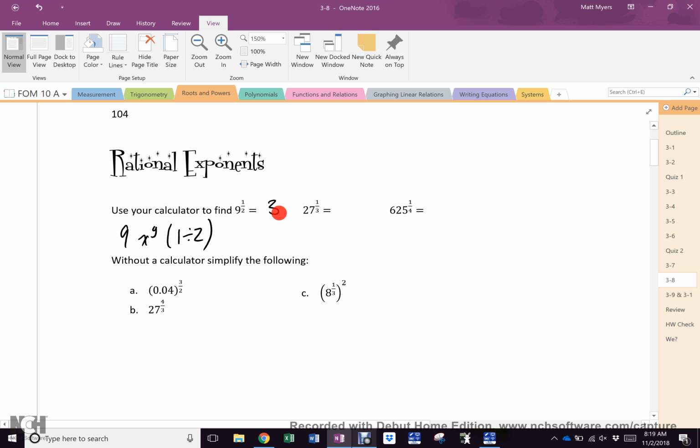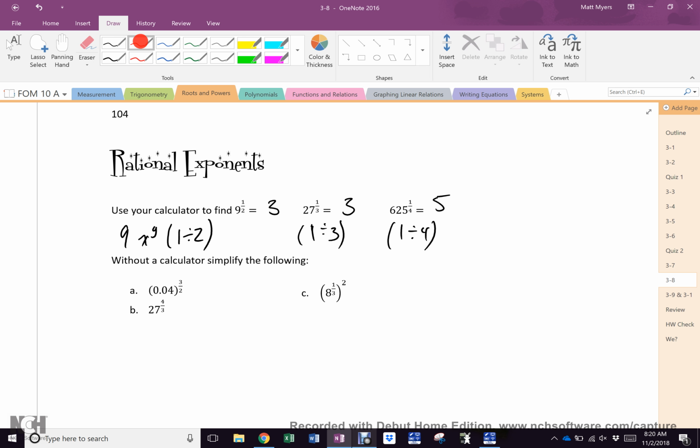3. Now do it here. 27 exponent button bracket 1 divided by 3. And what do you get? 3. Now do 625 bracket 1 divided by 4. 5. Now, this right here, I'm going to draw in red, is 9 to the 1/2 equals 3.